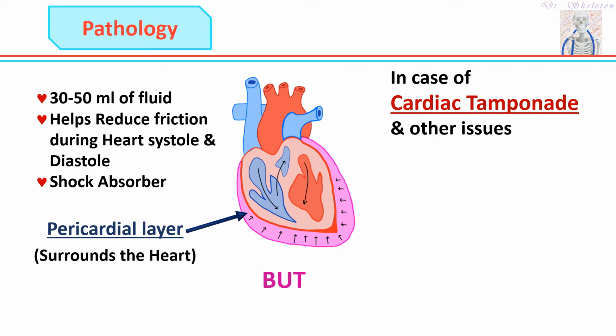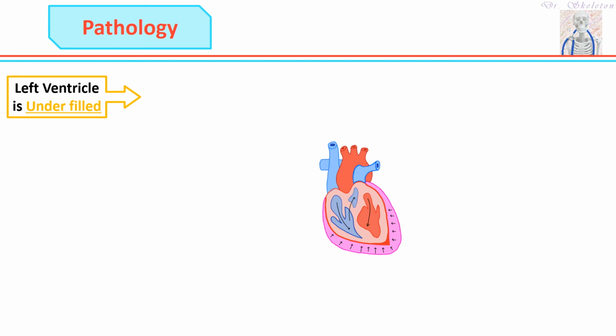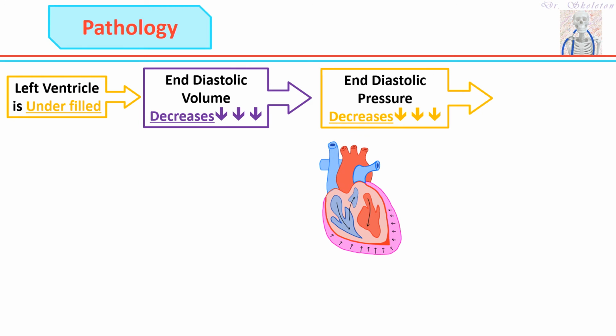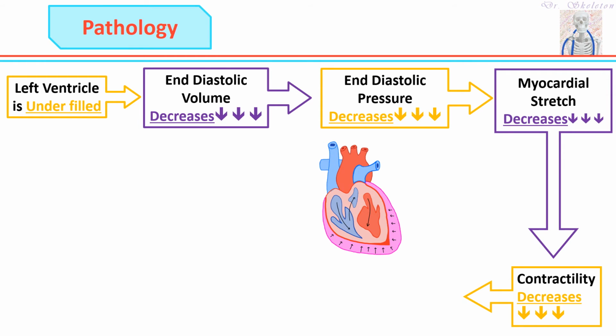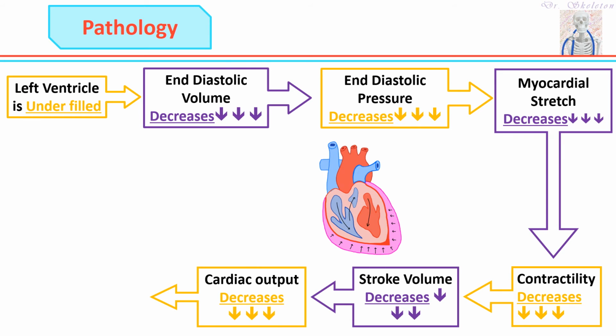But in the case of cardiac tamponade and some other similar issues, the right ventricle cannot expand in all directions as pericardial fluid exerts pressure, so it further pushes the septum towards the left, giving even less space for the left ventricle. Since our left ventricle is severely underfilled, it triggers the same series of events but more aggressively. Like end-diastolic volume decreases severely, that leads to a decrease in diastolic pressure, leads to a decrease in myocardial stress, that leads to a decrease in contractility, that leads to a severe decrease in stroke volume, that decreases the cardiac output.